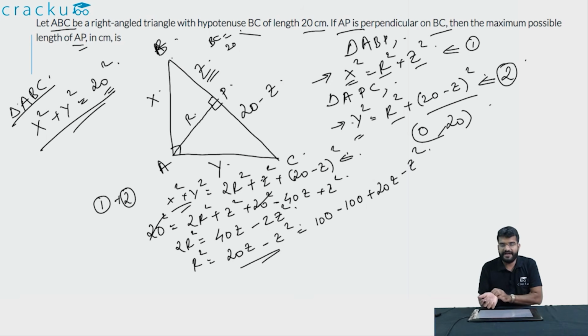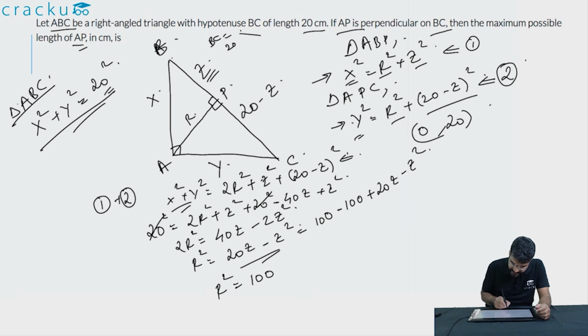The reason I am adding and subtracting 100 is because I want to complete a perfect square. So here r square is equal to 100 minus z square minus 20z plus 100. This is equal to 100 minus (z minus 10) whole square. This is the value of r square.